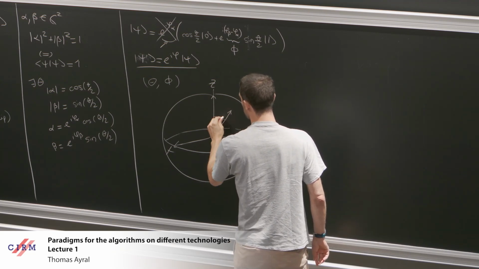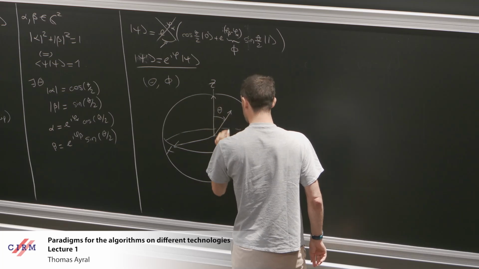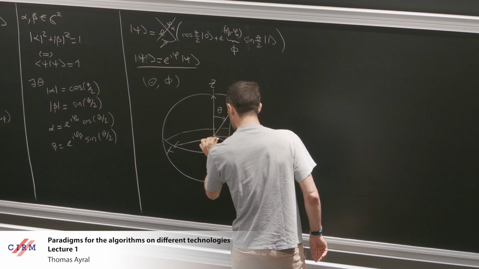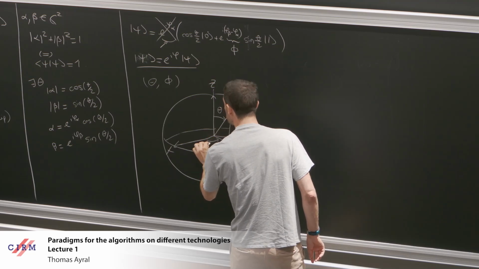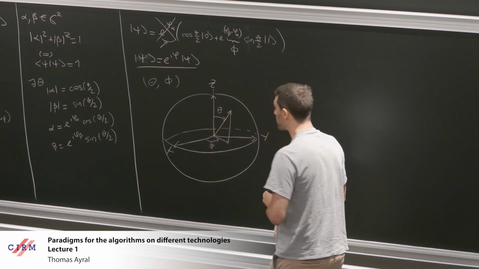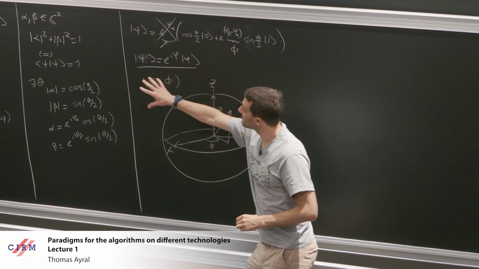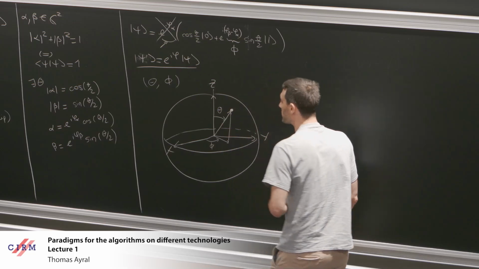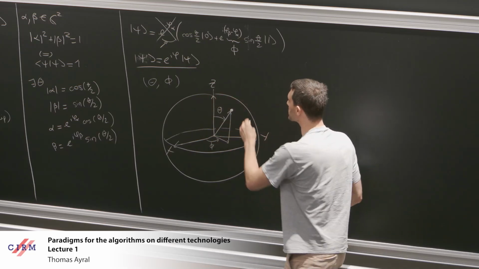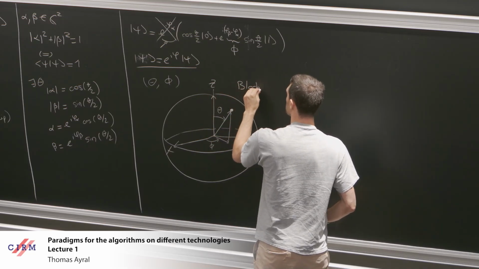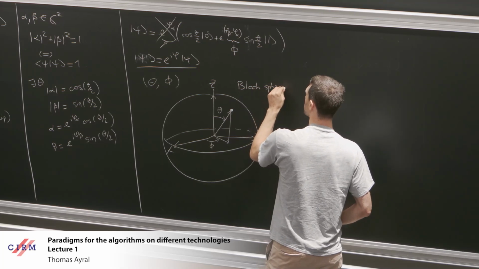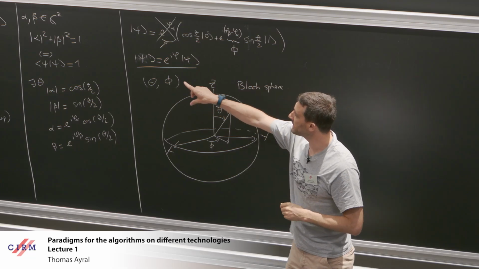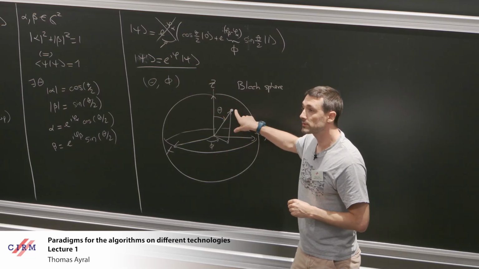So here I have an angle theta. And if I project on the equator plane like that, then I'm going to define phi in this way. So essentially, phi and theta that I obtained by the strategy that I just explained allow me to identify a single point on this sphere, which is called the Bloch sphere. And why we like to use this representation is that now we can think of any single qubit state as a point on this sphere.